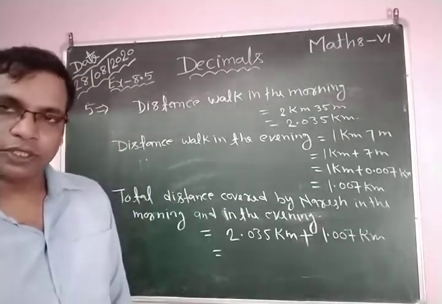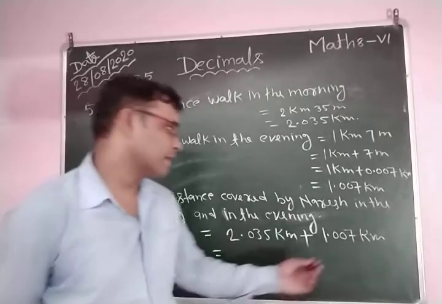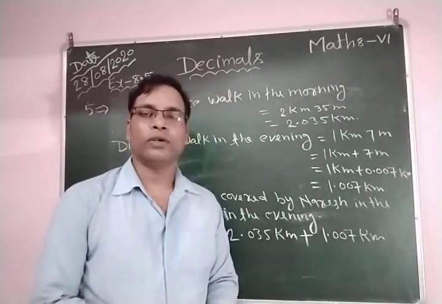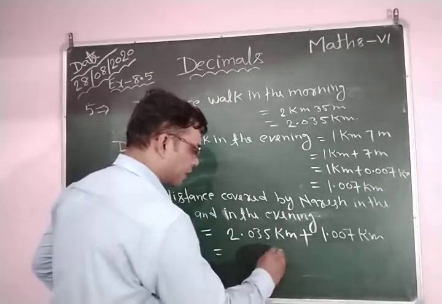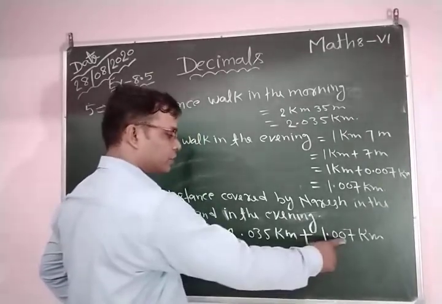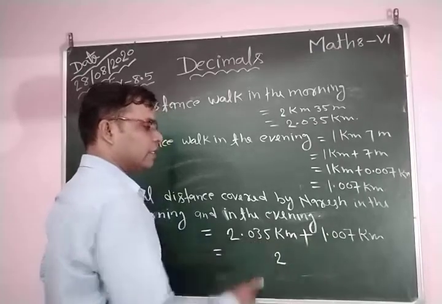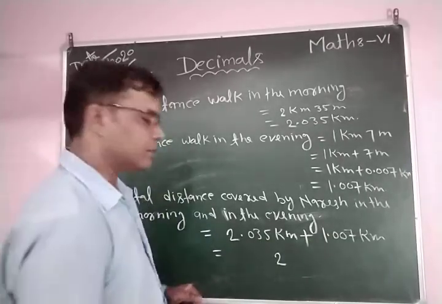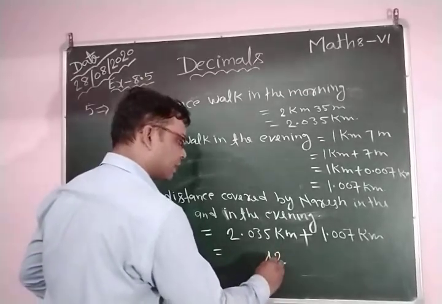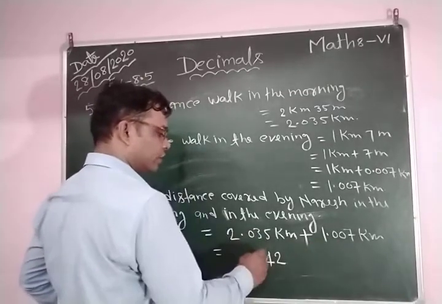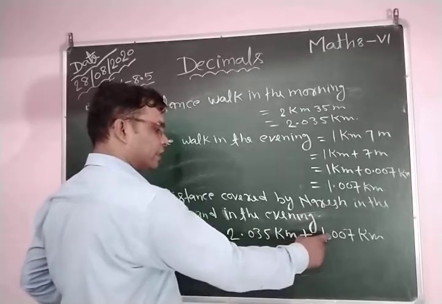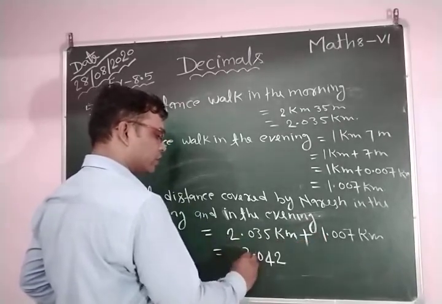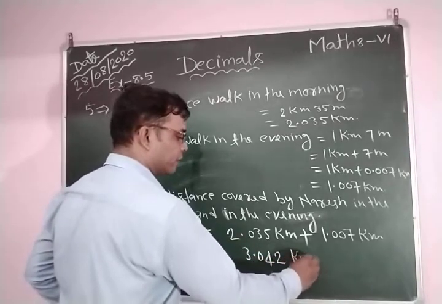Here you can see this is 7, this is 5. So 7 plus 5 is 12, write 2 and carry 1. After this 0 plus 3 is 3, and 1 carry makes 4. After this 0 plus 0 is 0, then the decimal point, and 1 plus 2 is equal to 3 kilometer.